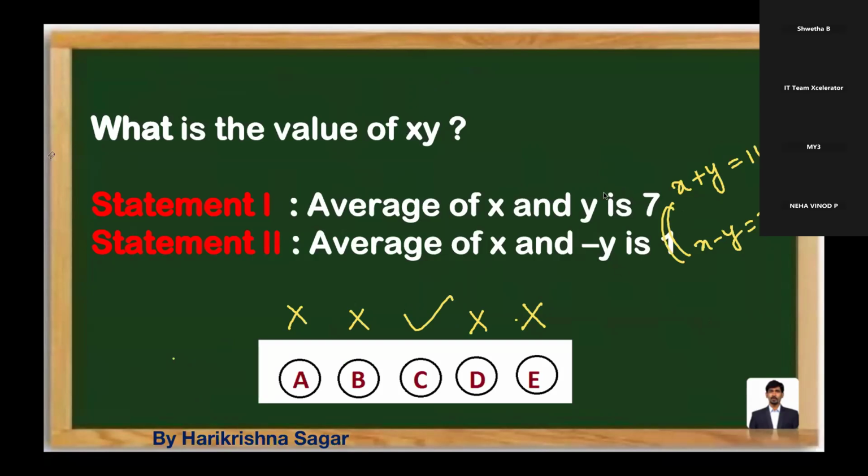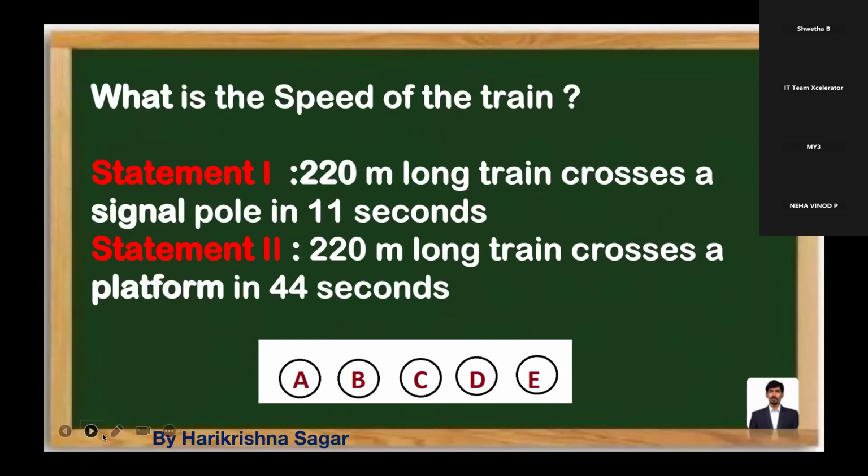C indicates both. Most of the students are saying they are not able to understand. Anyway, I will project the next question to you, and with that question I will explain the complete concept again. Look at this question.